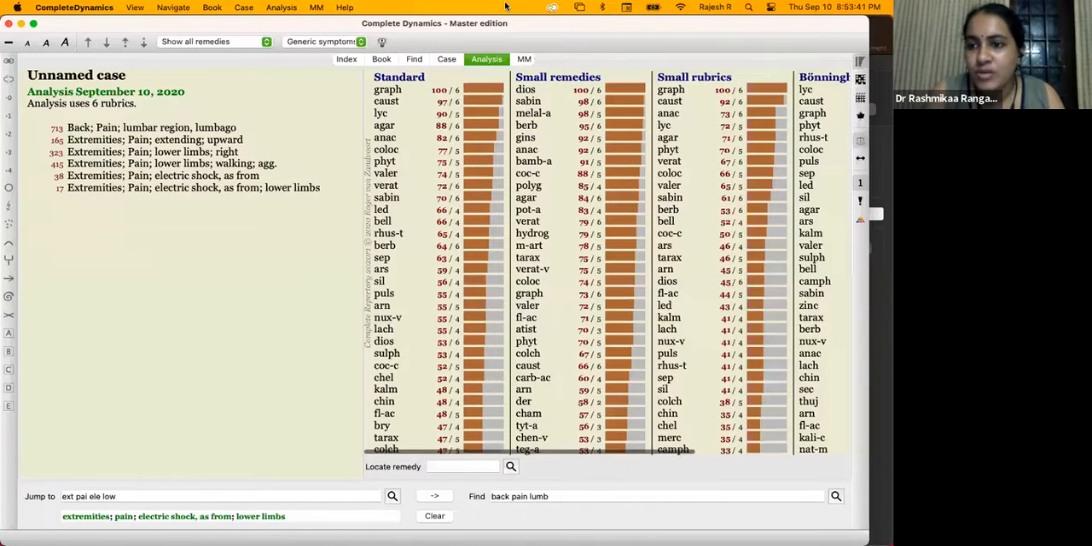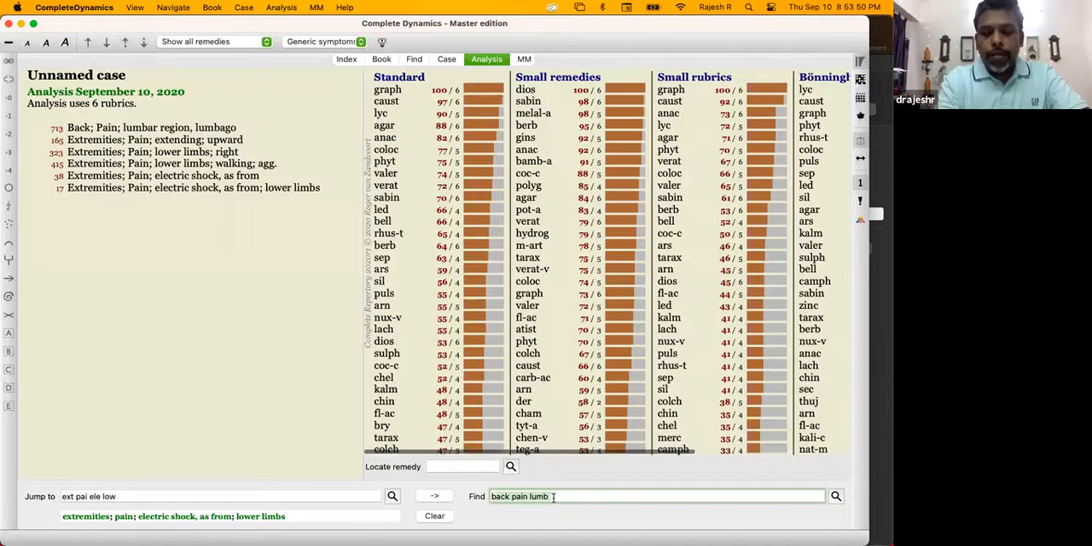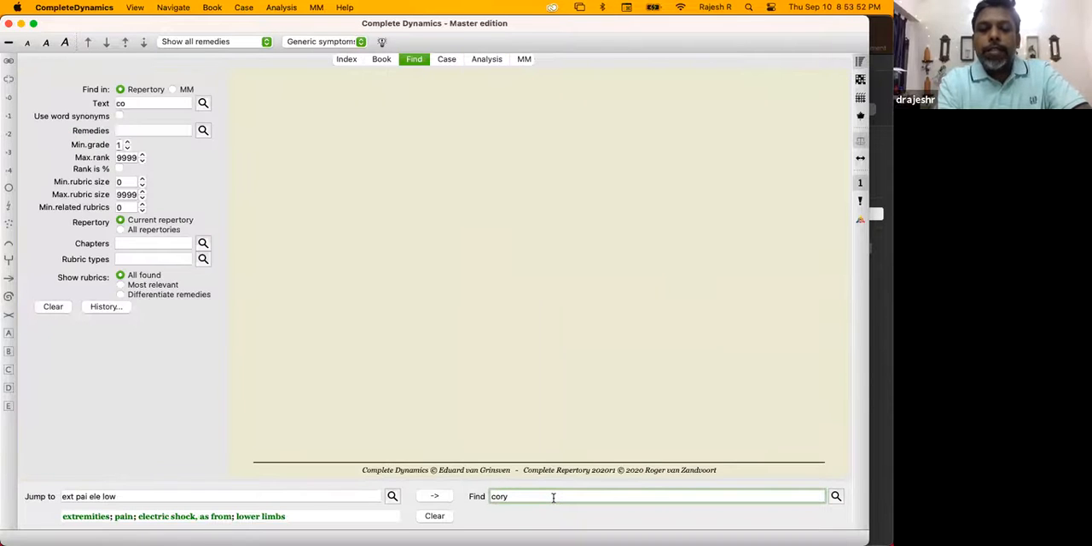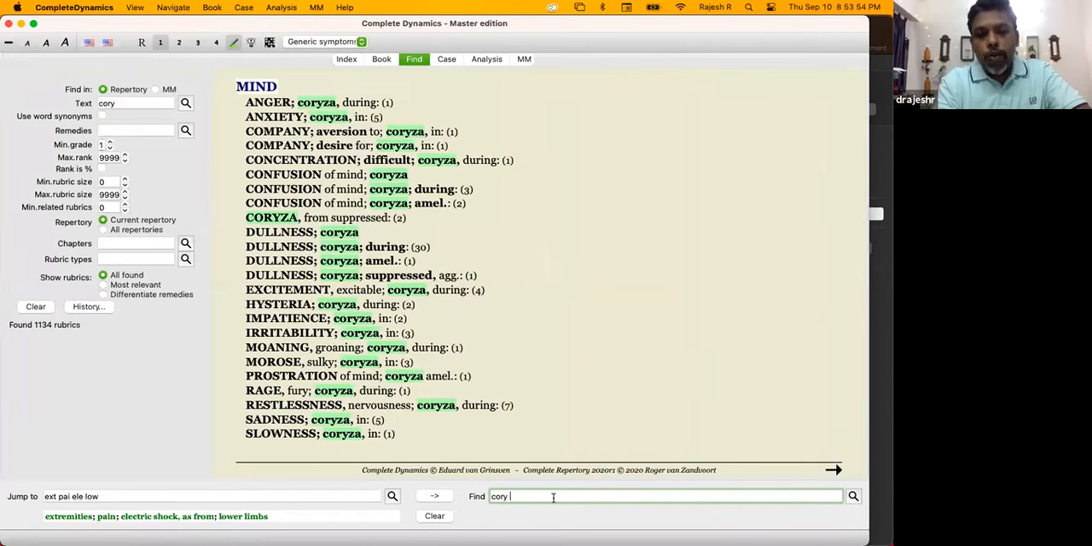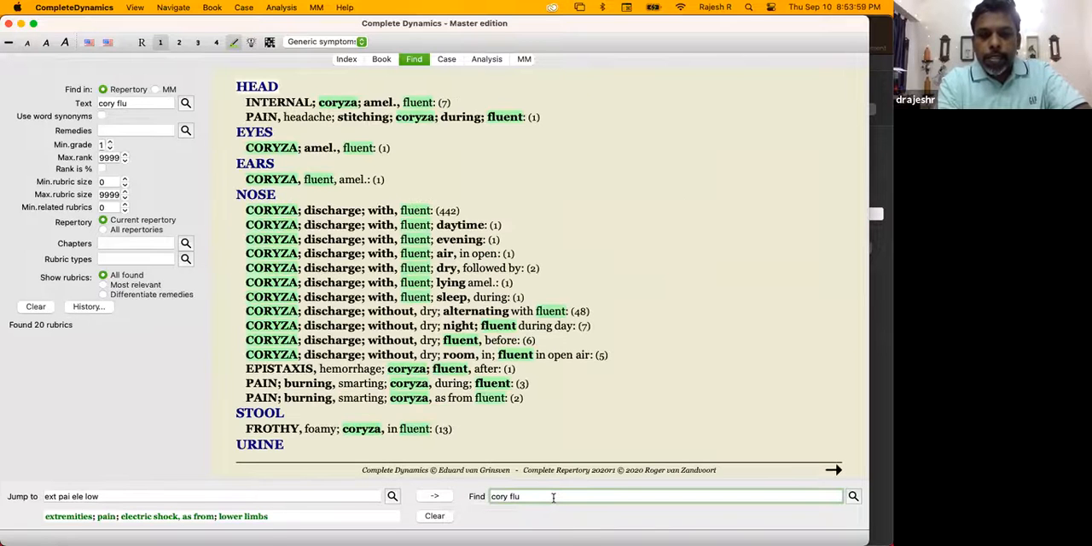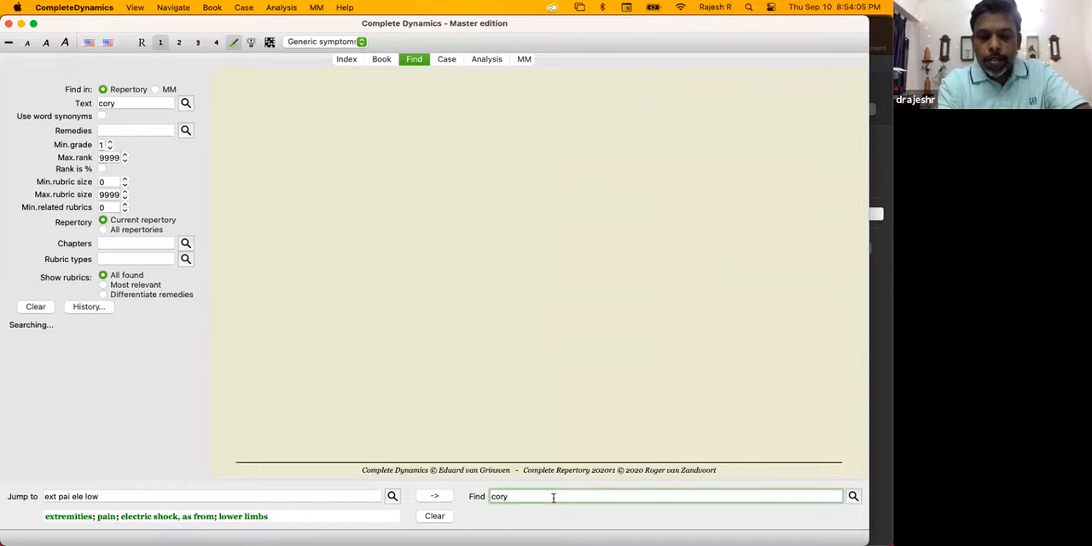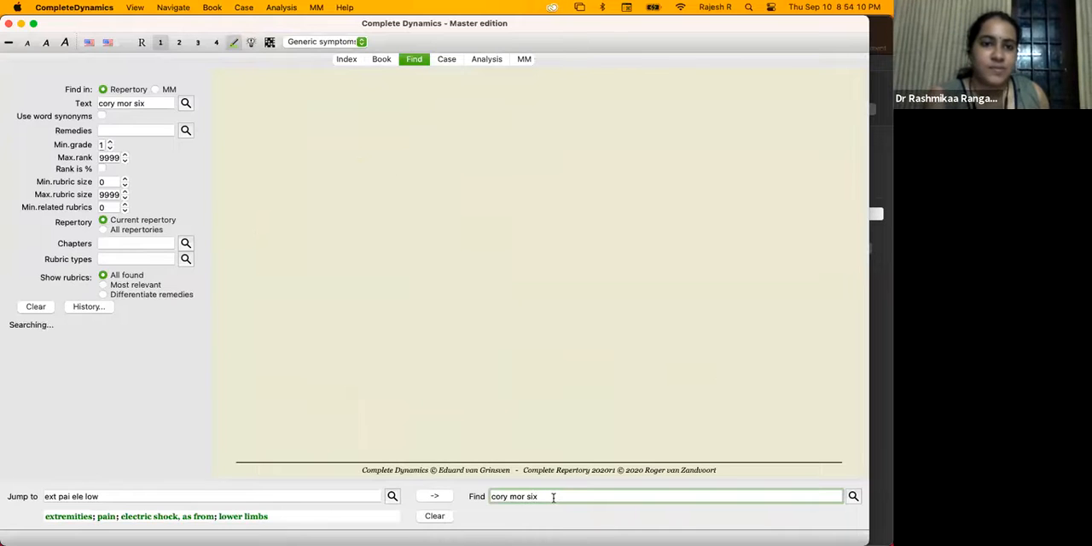Rubric for watery coryza, like tap water, from 6 a.m. to 9 a.m., with time modality. Coryza, usually people say running nose, cold and all. Coryza is fluent. That's what we would say. So coryza fluent, daytime. With the specific time modality, it would be present, but you can go for coryza only. 6 a.m. to 9 a.m., so it is not actually present.